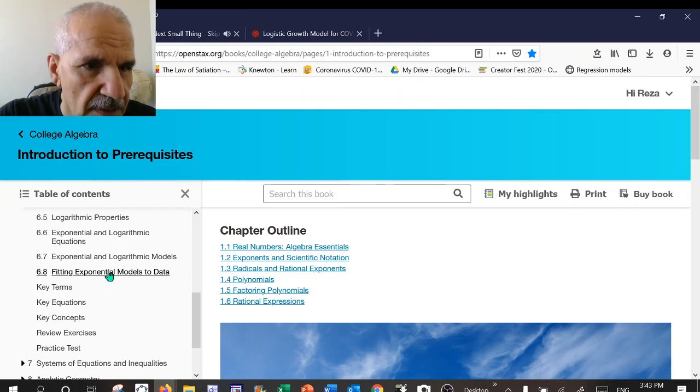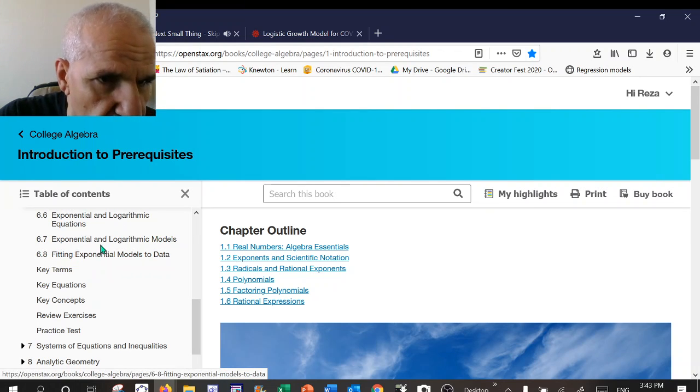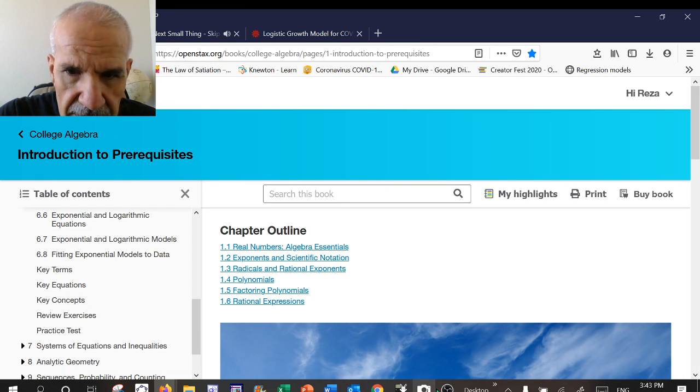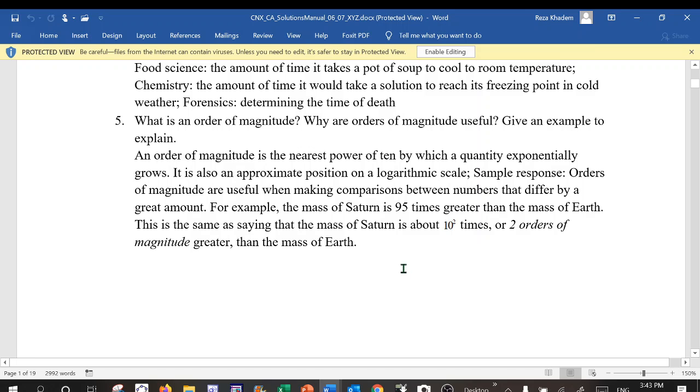Okay, hello, we're back to finish chapter 6 this time for sure. We're going to do the last two sections of the chapter, which are 6.7 and 6.8, exponential and logarithmic models and fitting exponential models to data. So let us get it started. I'm going to get rid of the picture here and go directly to problems.